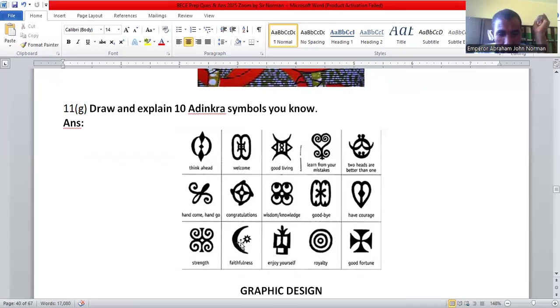Then we have this one. The moon and the star, or what you call Oshrani in Suruma, is a symbol of faithfulness. This is what you call Edinkrahini. It's a symbol of royalty. In fact, just take a look at this. We just speak about their symbolism. Whenever you see this symbol, it means think ahead. This one is a symbol of welcome. This one is a symbol of good living. This is a symbol of wisdom and knowledge. This is a symbol of congratulation.